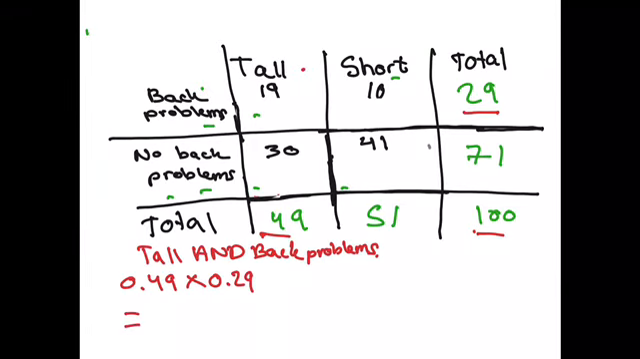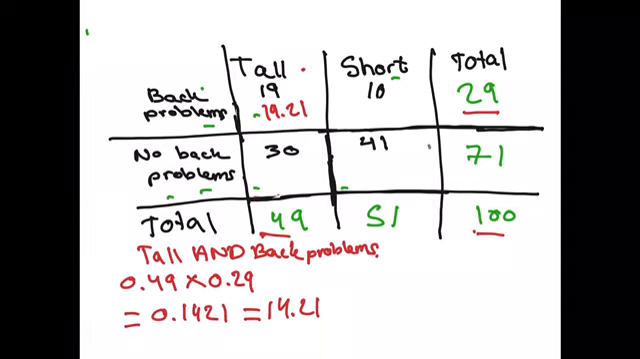And so we would get that the expected percentage of tall people with back problems is 0.1421. So out of 100 people, 14.21% are tall and have back problems. So 14.21 people are tall and have back problems.